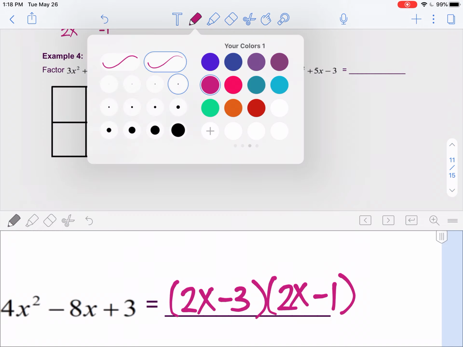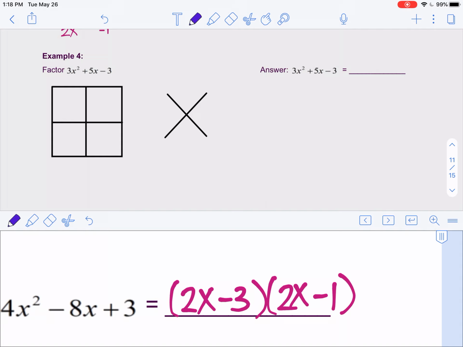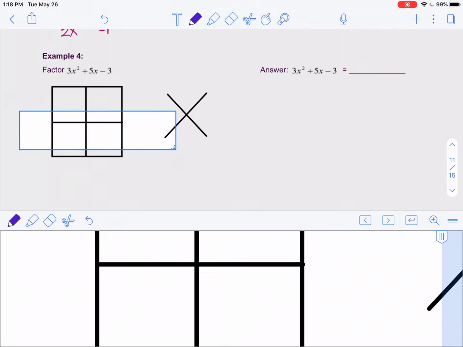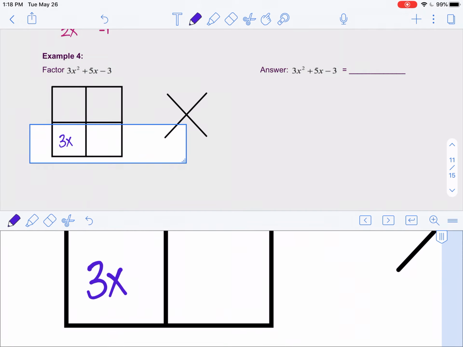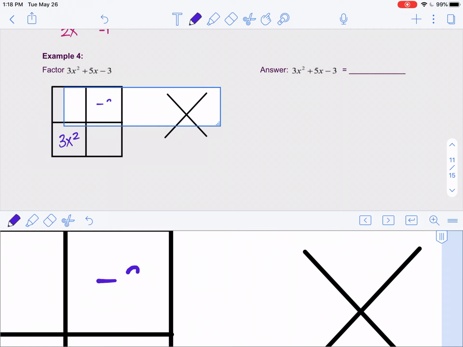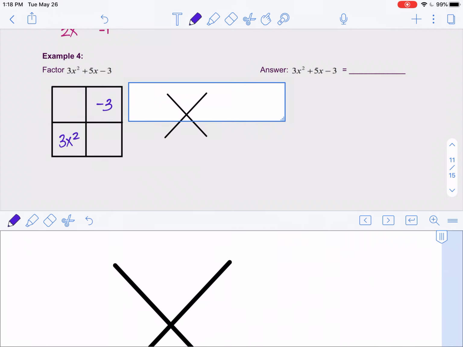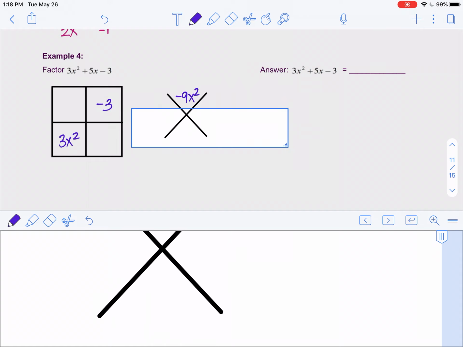All right, we're cruising. Let's keep it moving. All right, for our next example, then, I'm going to put my 3x squared here. I'm going to put my minus 3 here. So when I multiply that, I get negative 9x squared. That's what it has to multiply to. It has to add up to 5x.